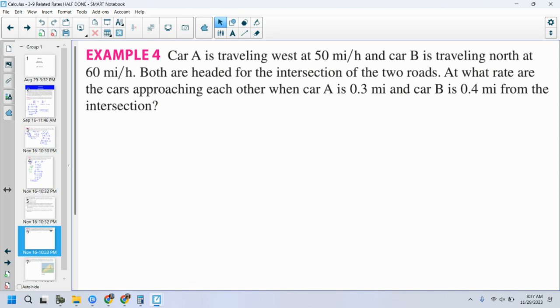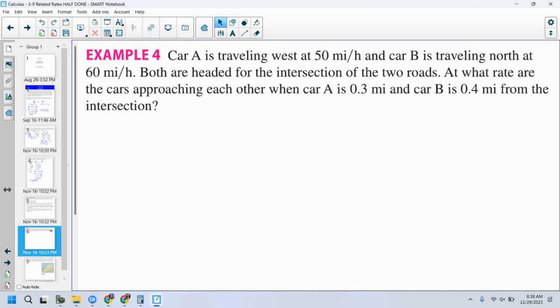We got 2 cars. Car A is traveling westward at 50 miles per hour. Car B is traveling north at 60 miles per hour. They are both headed for the intersection of the 2 roads. At what rate are the cars approaching each other when car A is 0.3 miles and car B is 0.4 miles from the intersection? I tried to read that carefully.